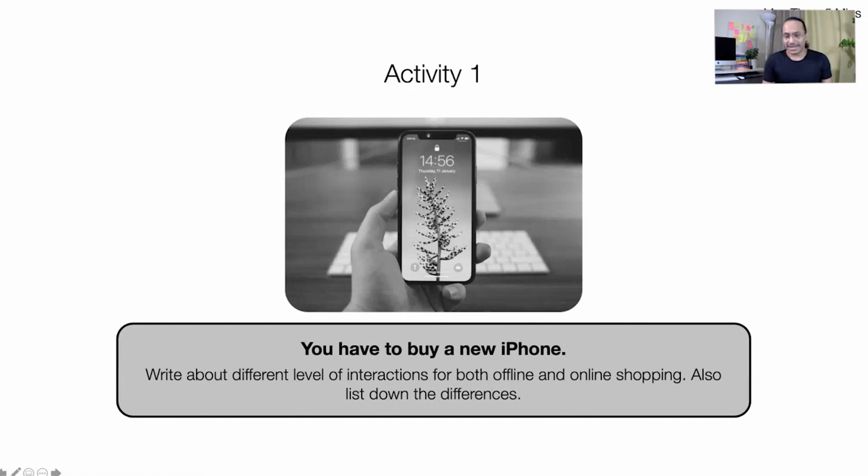In the online space, I'll have to go online. Here, I've already decided that I want to buy from Amazon. So now the journey starts. As soon as I'm on Amazon, I'll search for the phone, or I might go through the category. So there are different entry points. As a designer, I will have to think about everything.